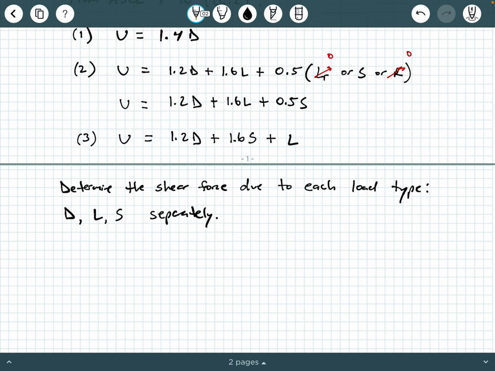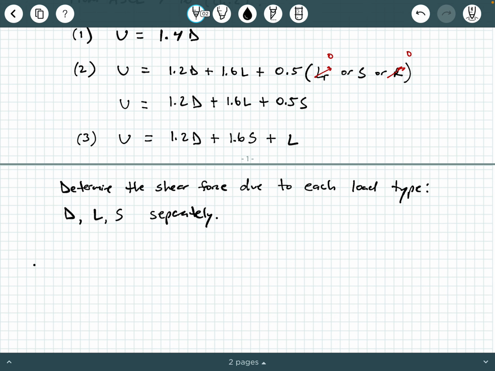separately. So what we can do is look at the dead loads acting on the beam alone and determine what the maximum shear force is due to dead loads acting alone. Then we can determine the shear force due to live load alone, and then the maximum shear force due to snow load alone. We're going to analyze these by type one at a time, and then we'll apply load combinations after we have figured out the maximum shear due to dead load alone, live load alone, and snow load alone.